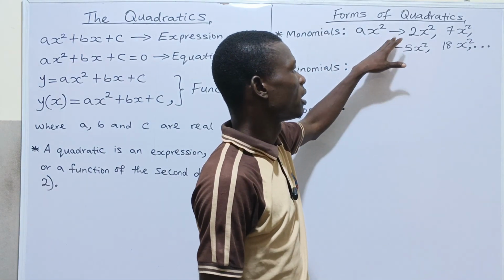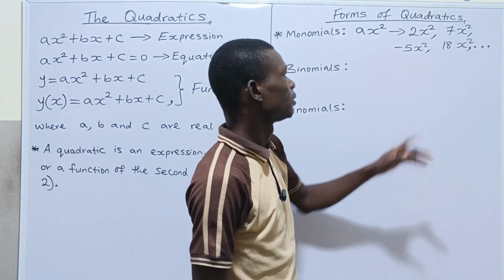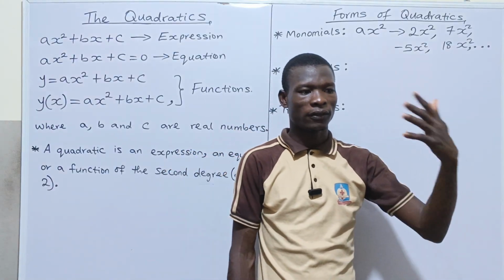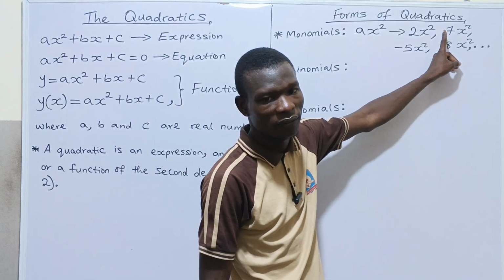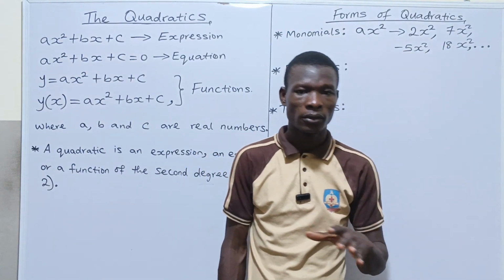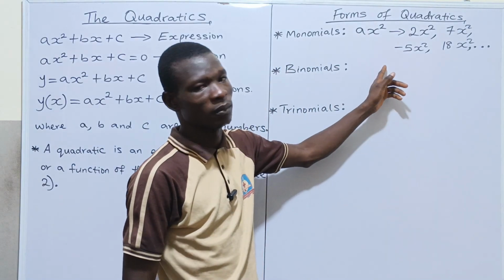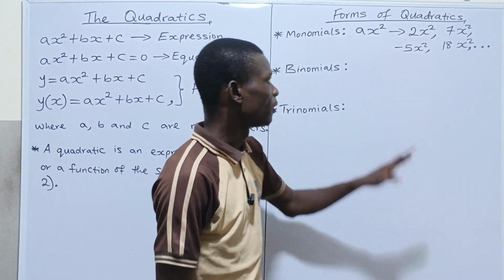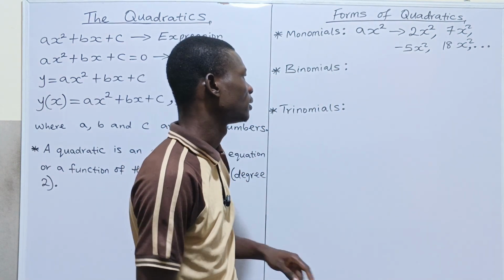Now, if these monomials are to be turned to equation, then you are going to introduce your equal sign, and after the equal sign, you put the real number. So once there's a real number after the equal sign, it becomes an equation. The real number can be 0 or any other number, but like I said, in most cases, the real number it is being equated to is what? 0. So those are quadratic forms in which quadratic appear when they come as monomials.